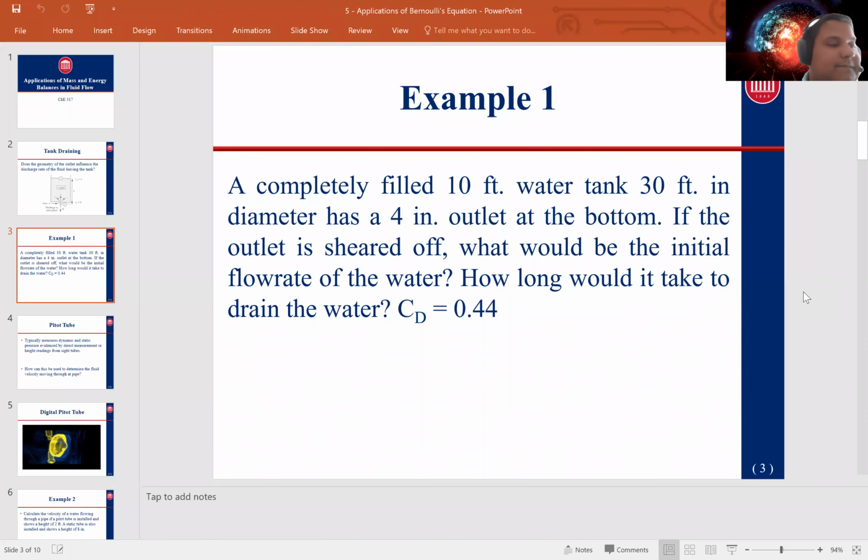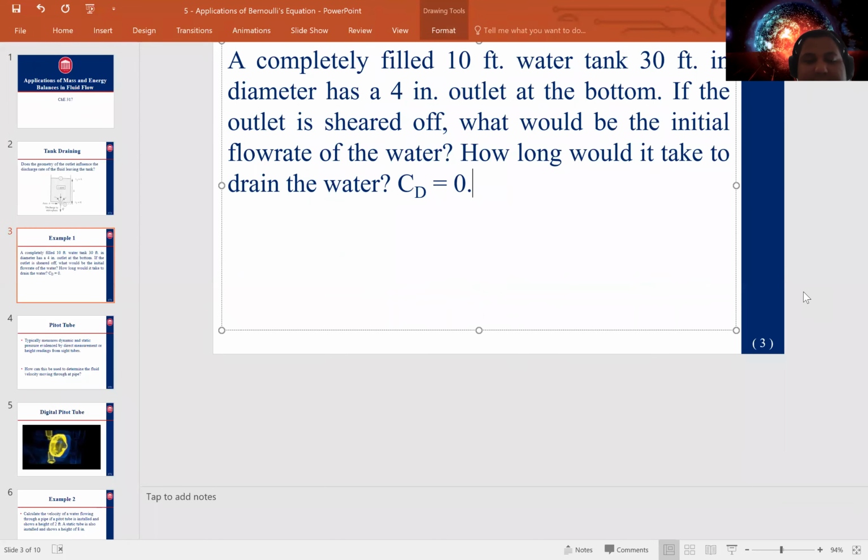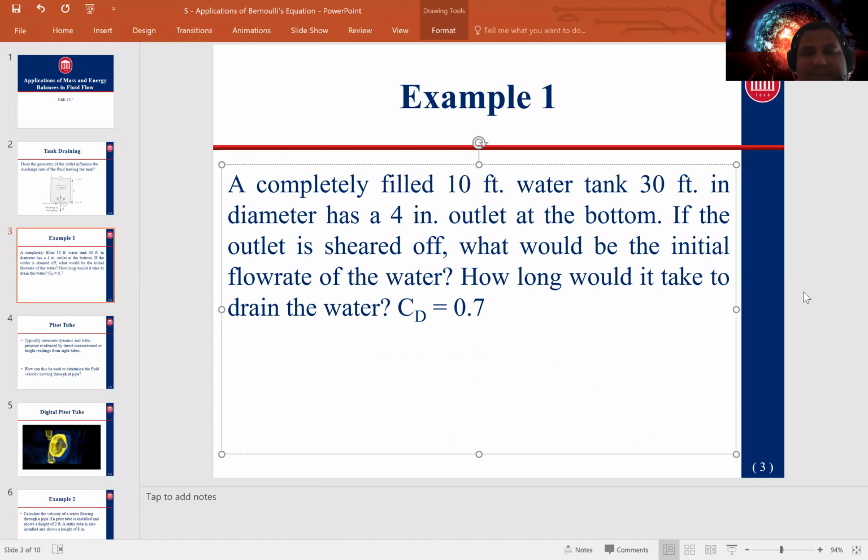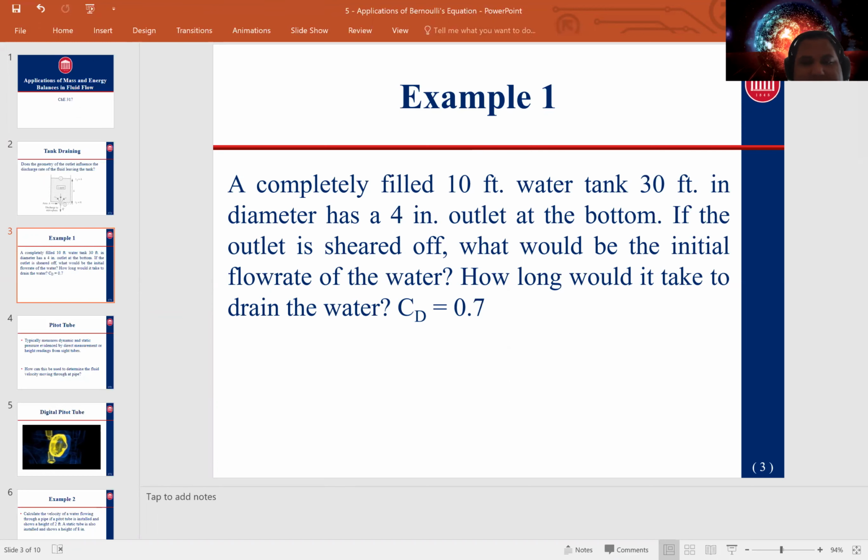Actually, I don't like that it's 0.44. I'm going to change that because I just said that it goes between 0.6 and 0.98. So I'm audibling. We're going to say the discharge coefficient is 0.7.